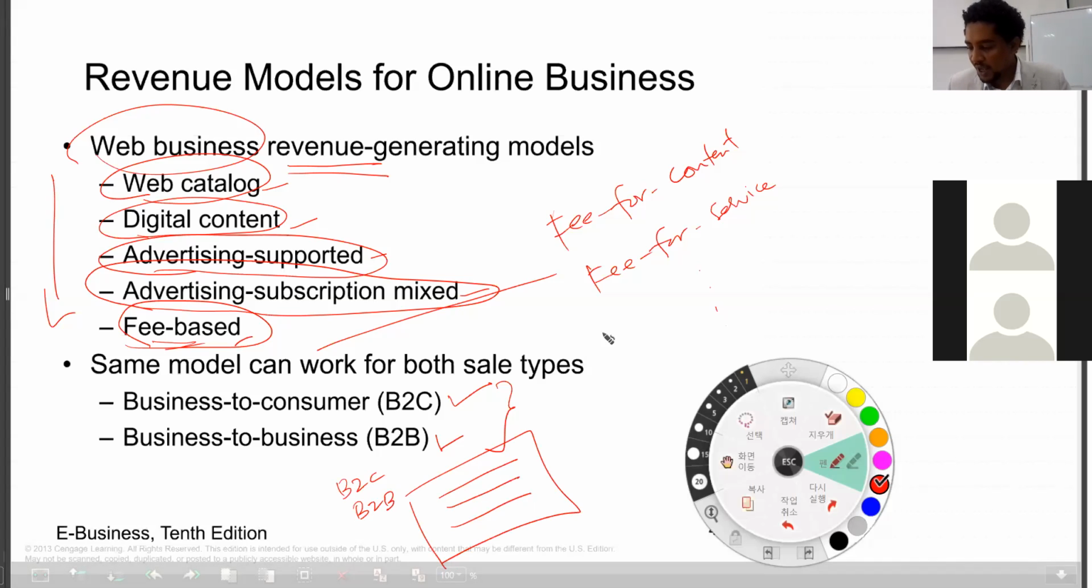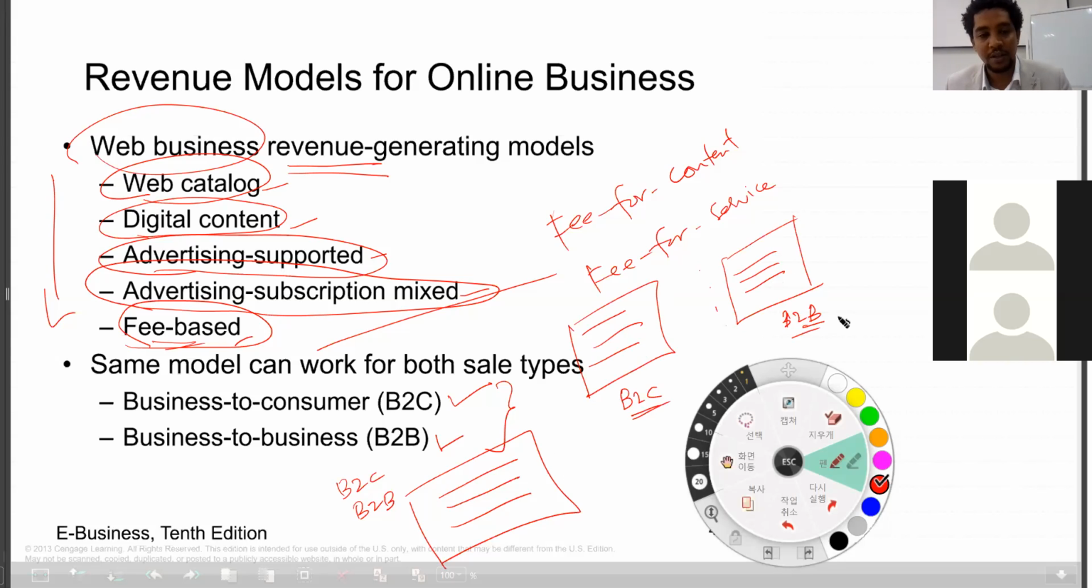Some companies have one website to communicate with their customers, that is a B2C, and they have another website to communicate with their business partners, that is the B2B. Anyways, the same model can be adopted for the B2B and for the B2C. That's possible. Or you can also use a different model for your B2C and a different model for your B2B. After this slide, we will be looking at each of these revenue generating models.